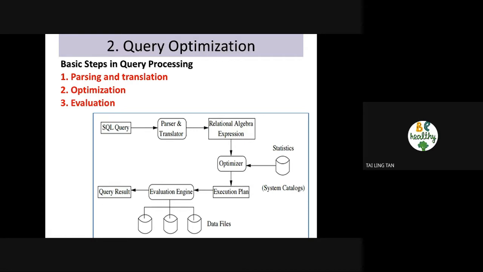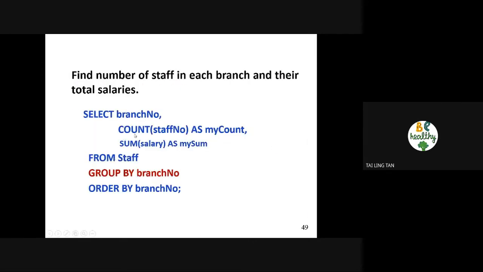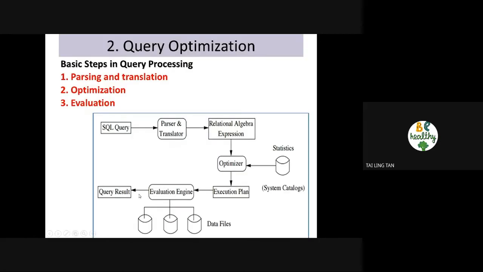Okay, next we have query optimization. You can see from the title that we have the basic steps in query processing. It tells you step by step from this picture. When we write a query, let's say this time we have this query: select branch number, count, sum from staff group by branch number, order by branch number. We already wrote the query, and this query is passed.